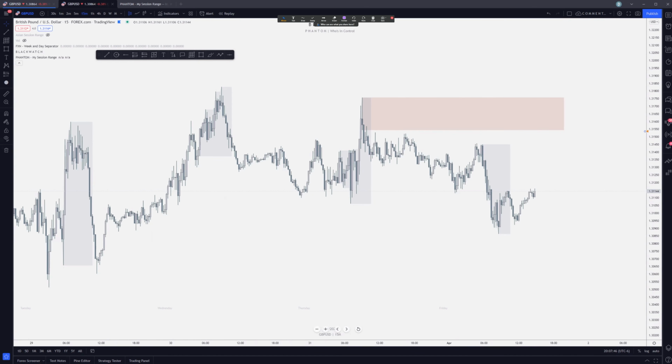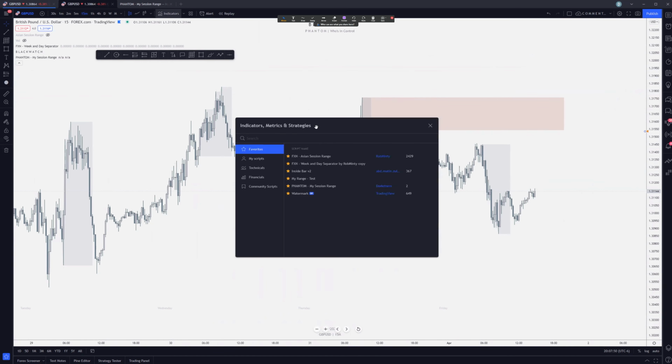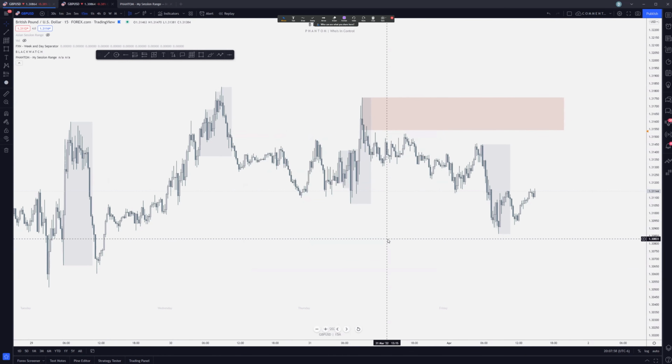Again, if you want to find this indicator, it's free to the public. You just go in and search for Phantom My Session Range. Yep. And you can just load it onto your charts there.